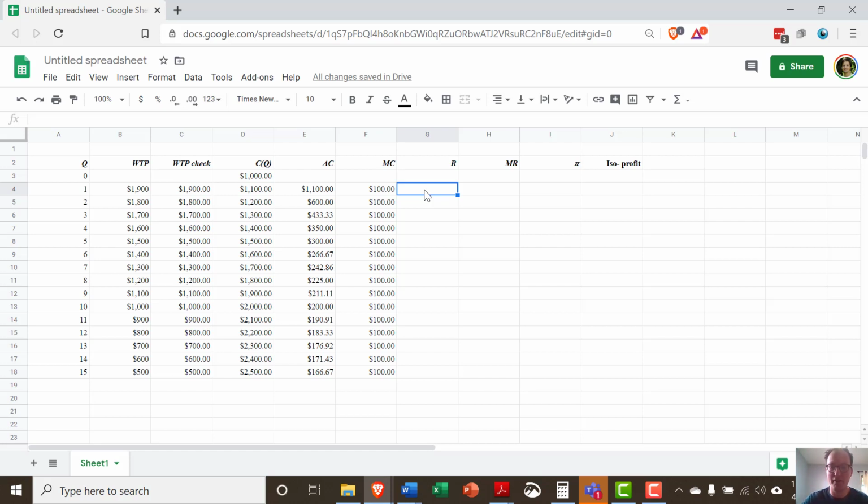right? So we can simply say the revenue is always going to be the price, or the willingness to pay, times the quantity, right? So if they sold 1 unit for $1,900, their revenue, of course, would be $1,900. If they sold 2 units for $1,800, their revenue would be $3,600, and so on.